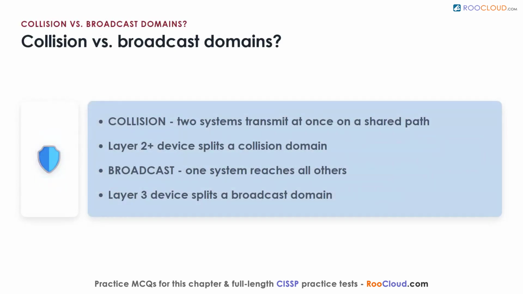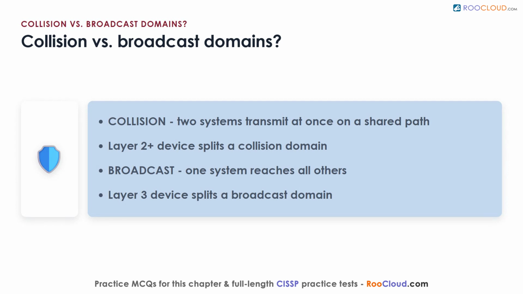Why do collision and broadcast domains matter here? Because the device you choose decides how chatter spreads. A collision happens when two systems transmit at once on a shared path, and the collision domain is the group of systems that could clash that way. Any device at the second layer or higher splits a collision domain.